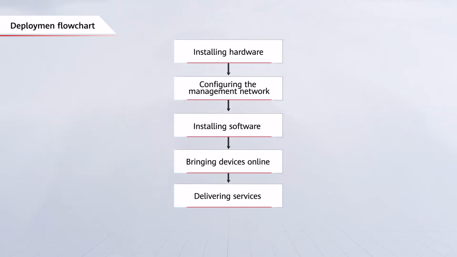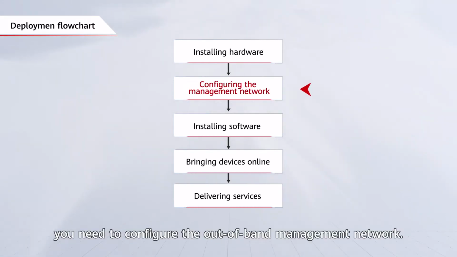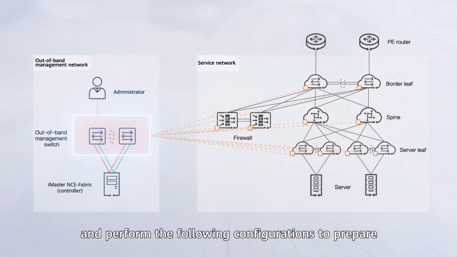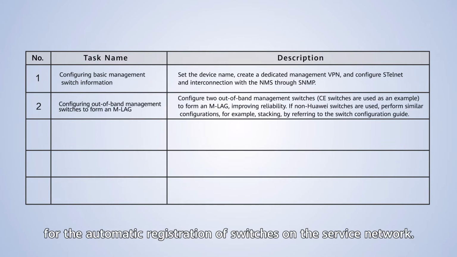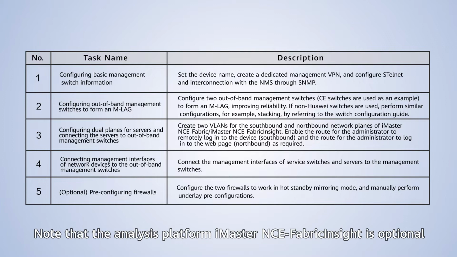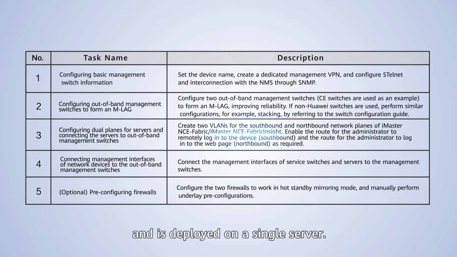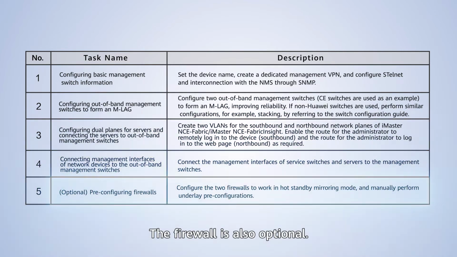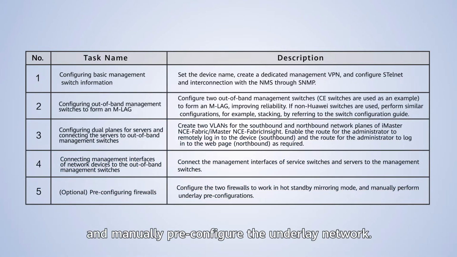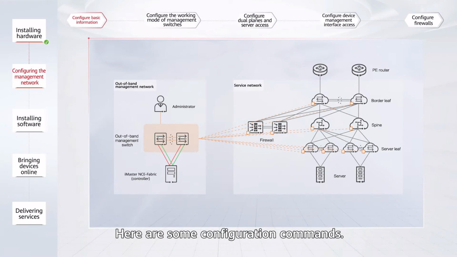In Phase 2, you need to configure the out-of-band management network. Log in to the out-of-band management switch and perform the following configurations to prepare for the automatic registration of switches on the service network. Note that the analysis platform iMaster NCE Fabric Insight is optional and is deployed on a single server. The firewall is also optional. You need to log into the firewall and manually pre-configure the underlay network. Here are some configuration commands.